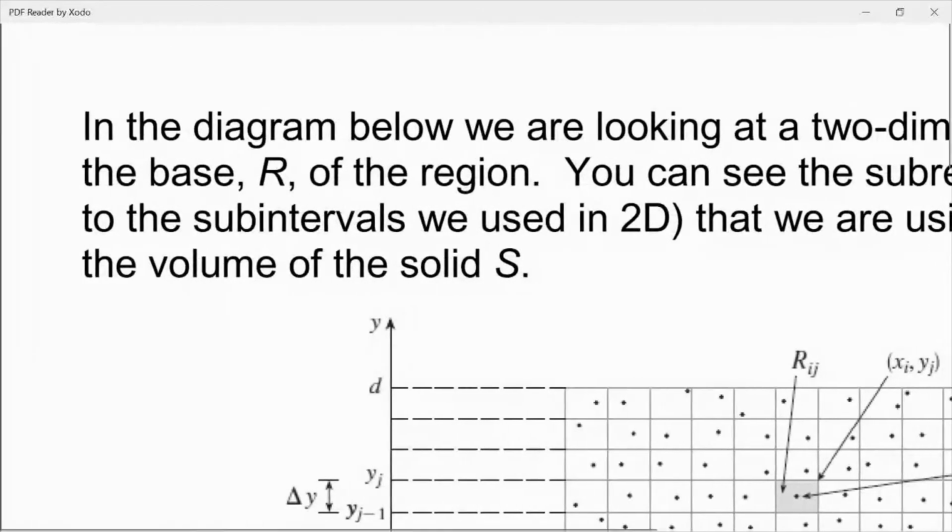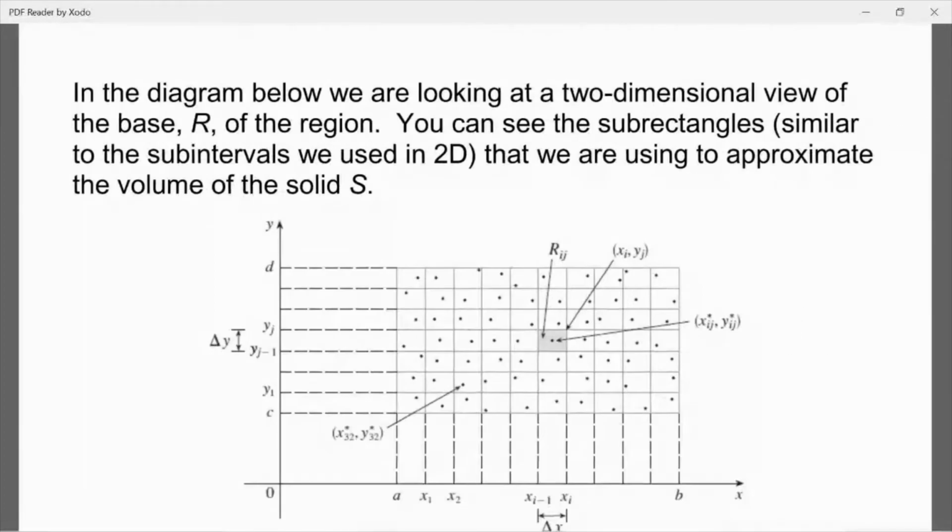Okay, so when we do these approximations, because this is really our main focus in this section, remember before we would do left-hand, right-hand, or midpoint approximation. Well, so that was pretty well defined.